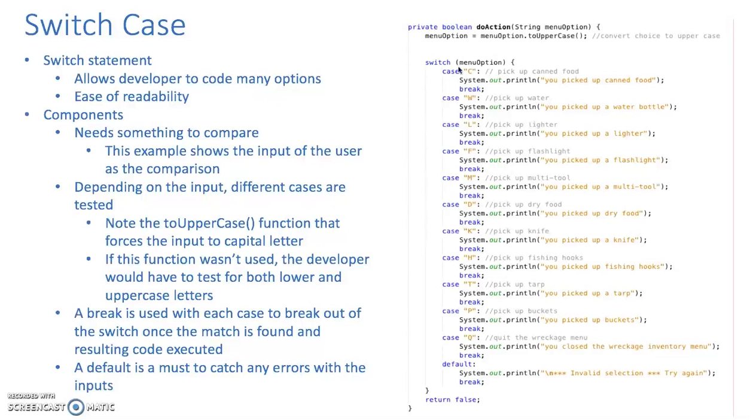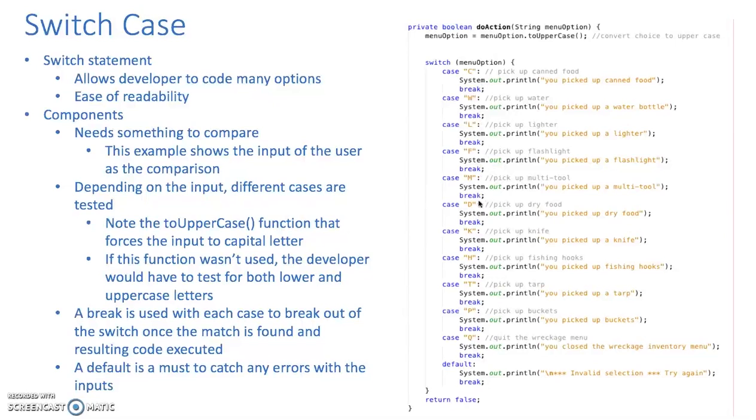Each switch is made up of a case statement, and if the case statement evaluates to true, then there's a block of code that executes, and then a break. A break will exit the switch and allow the program to move forward using the input that is captured.